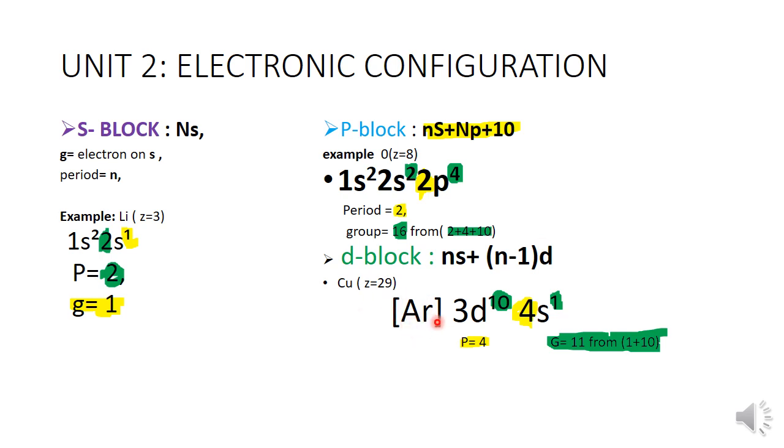Using the noble gas notation, we write argon, which has 18 electrons, plus 3d10 plus 4s1. How to find a period?